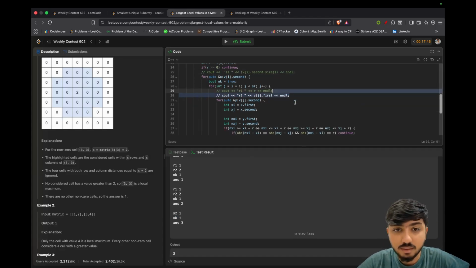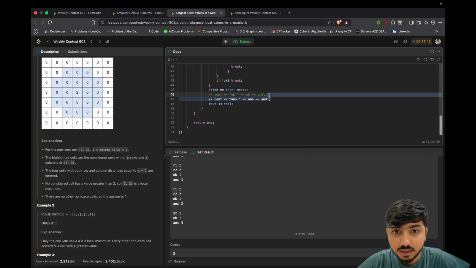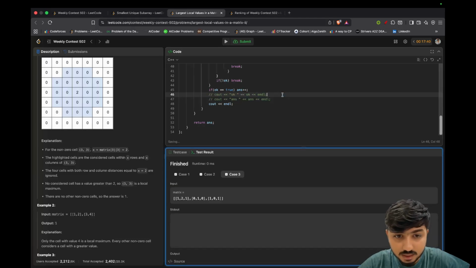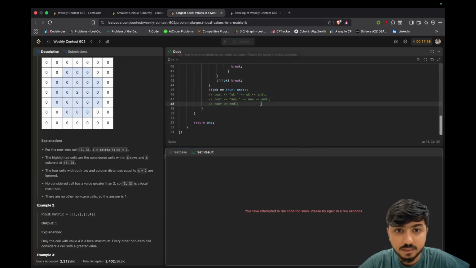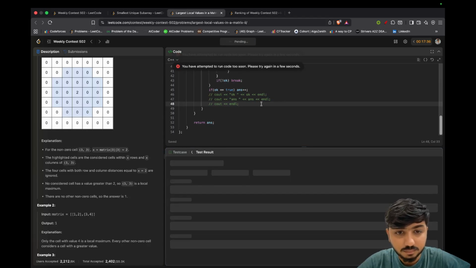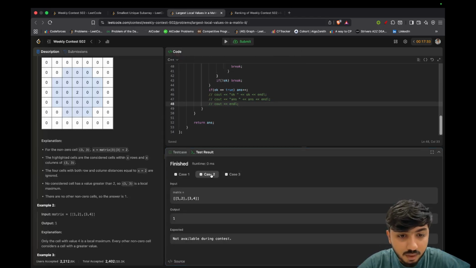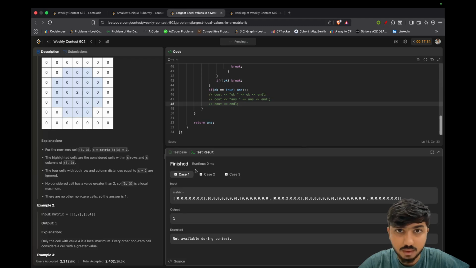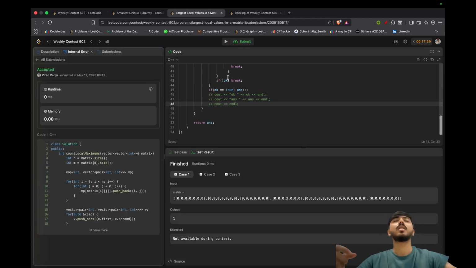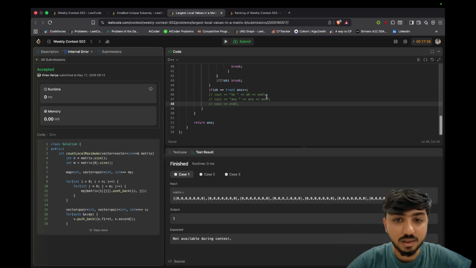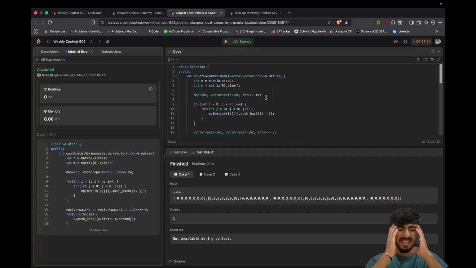huge waste of time. 3 is the correct answer. 3, 1, 1. Let me submit. We got AC here also. I wasted a lot of time just to debug. But it's fine. At least we didn't get any penalty, right?